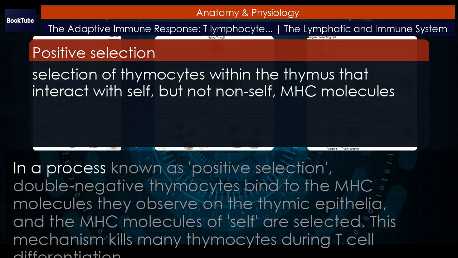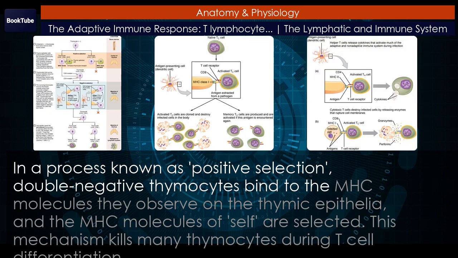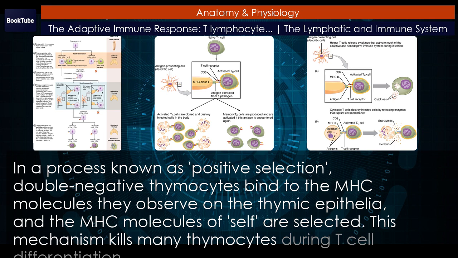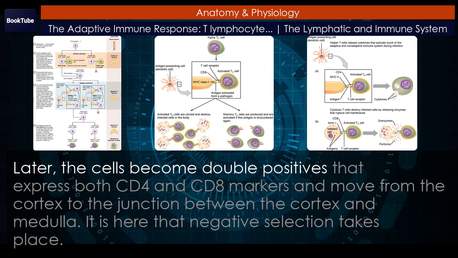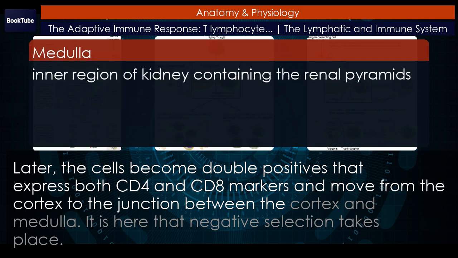In a process known as positive selection, double negative thymocytes bind to the MHC molecules they observe on the thymic epithelia, and the MHC molecules of self are selected. This mechanism kills many thymocytes during T-cell differentiation. In fact, only 2% of the thymocytes that enter the thymus leave it as mature, functional T cells. Later, the cells become double positives that express both CD4 and CD8 markers and move from the cortex to the junction between the cortex and medulla.